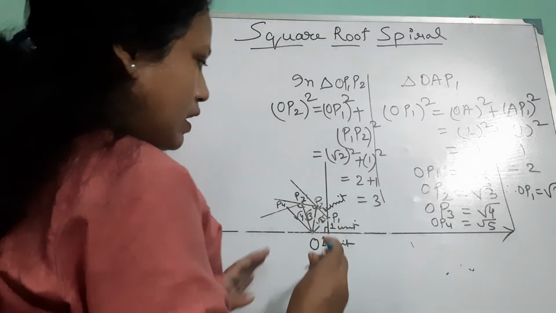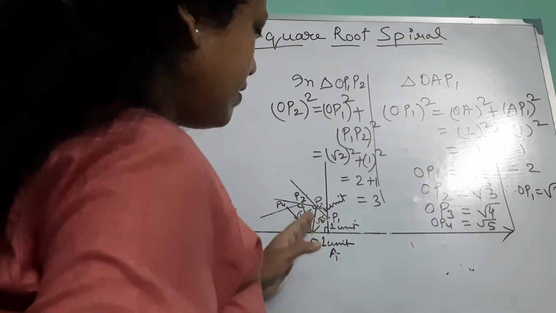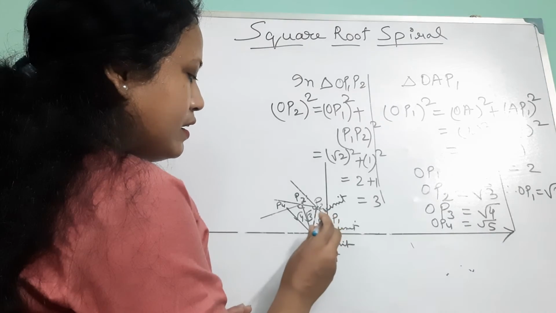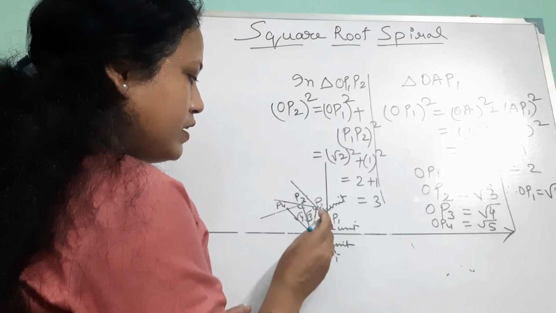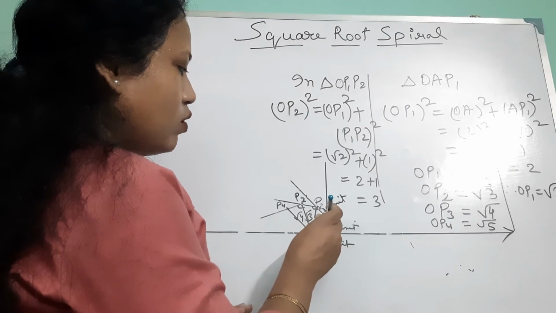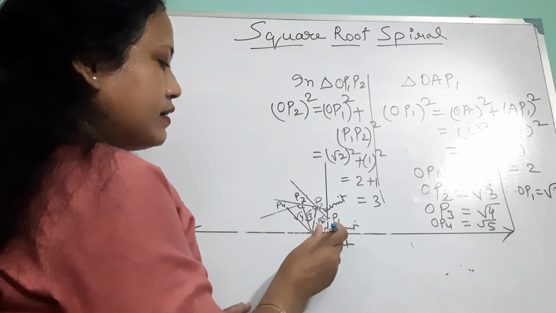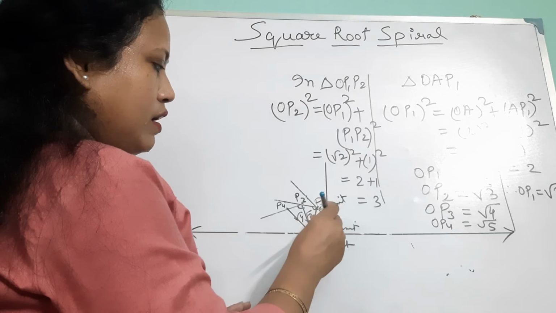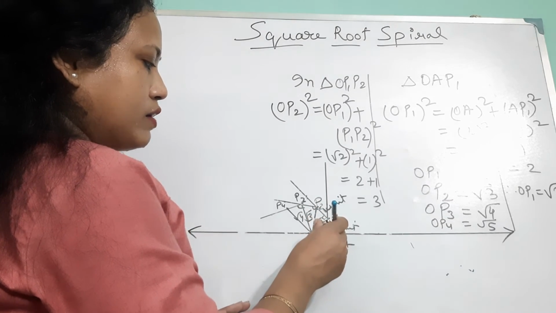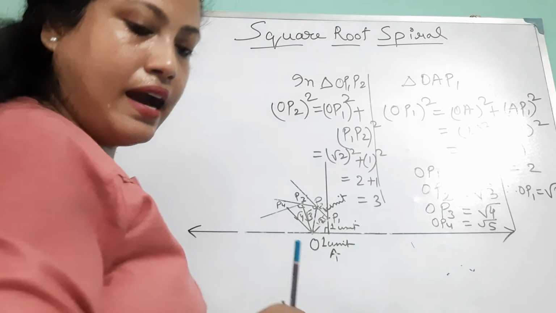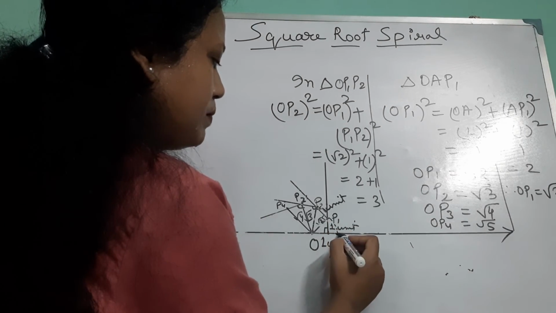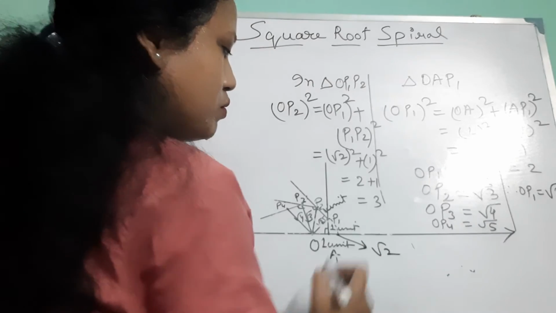To represent these irrational numbers on the number line, we will measure the length keeping the compass point at O always. Take the length OP1 keeping the compass point at O and draw an arc which will cut the number line at some place. This point will be your root 2.